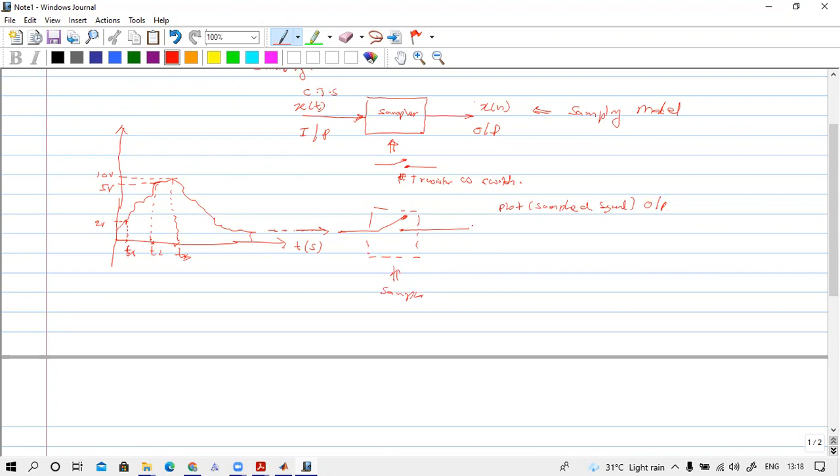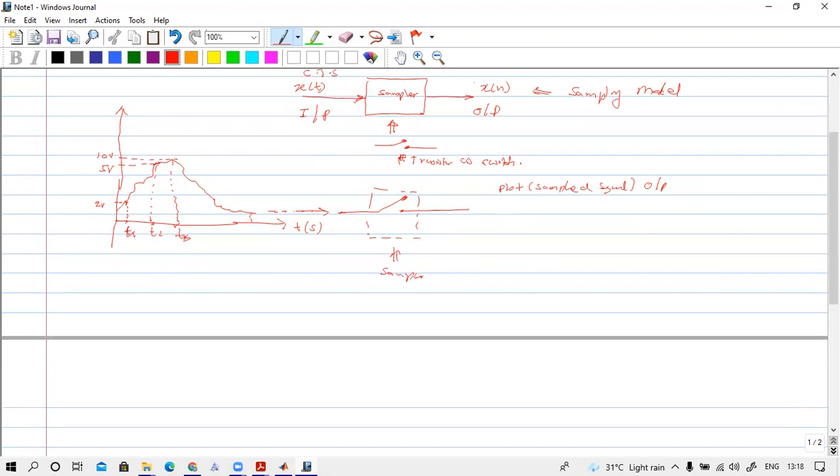We have discussed this in the previous week. So we know that, say at the beginning of this signal, let's say it is time 0, this time instant is 0.